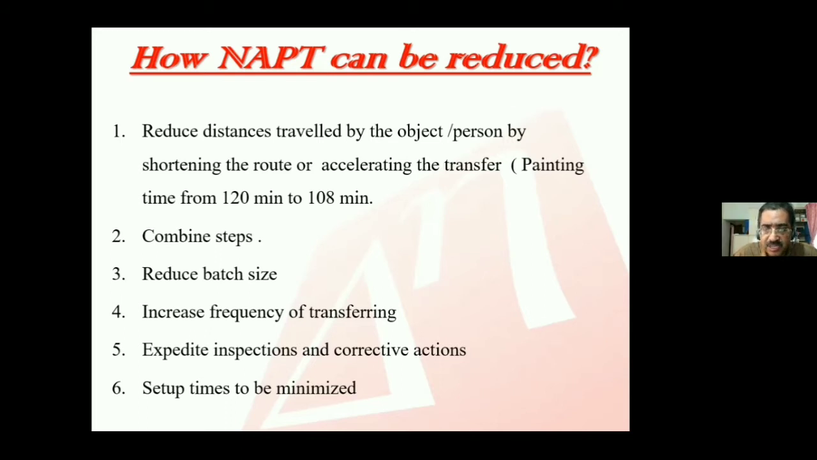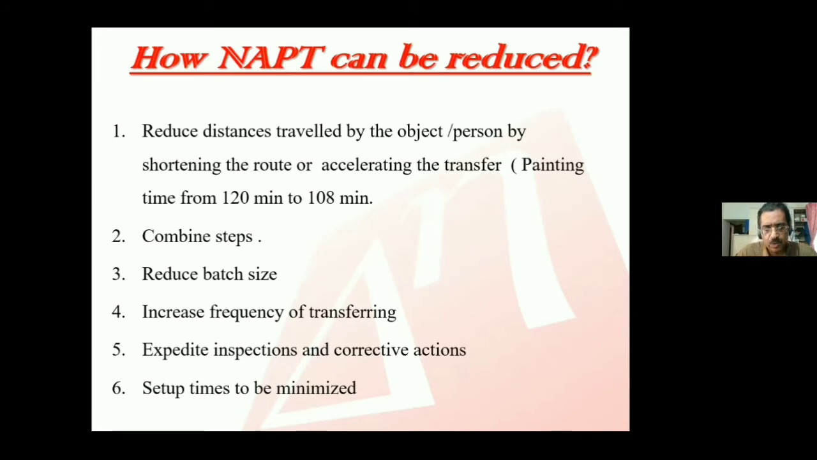Second one is waiting times. Before any action is taking place, they are waiting in the queue to be actioned upon. Or after the action has taken place, they are waiting again for somebody else to pick them up and take it to the next session for action. And the third one is the action time.